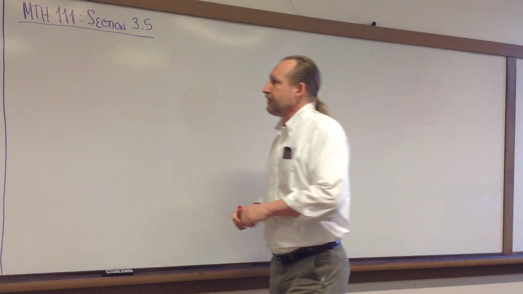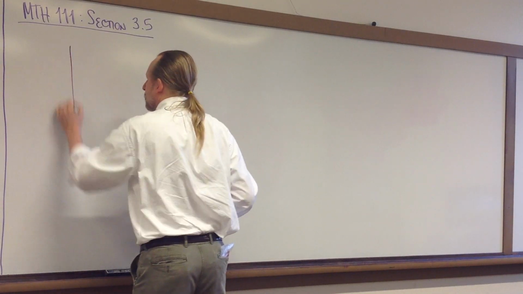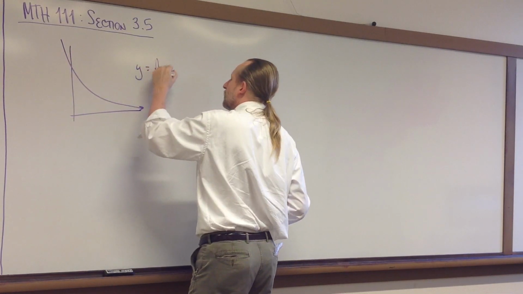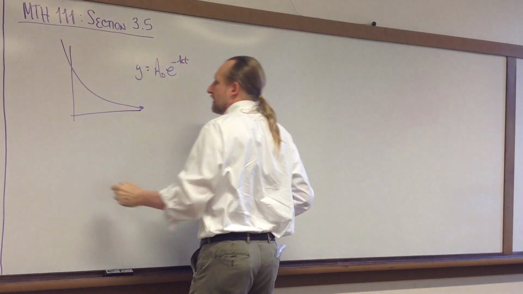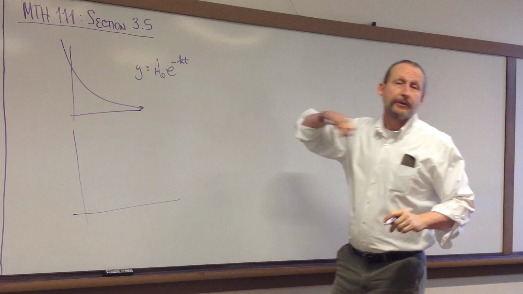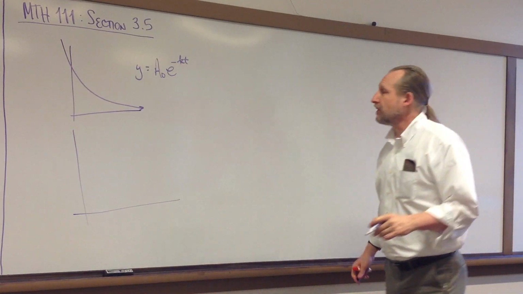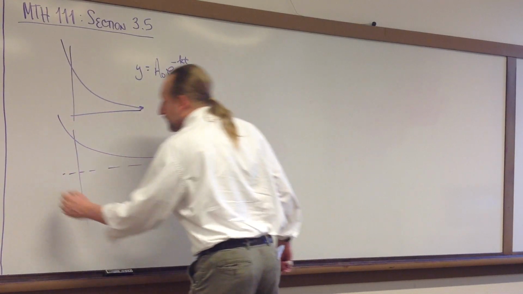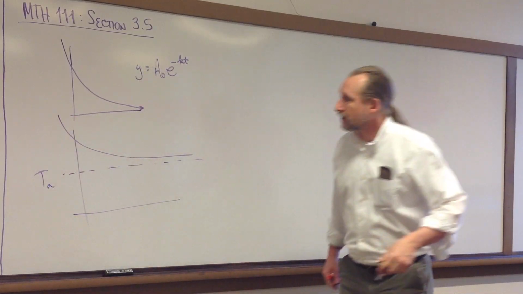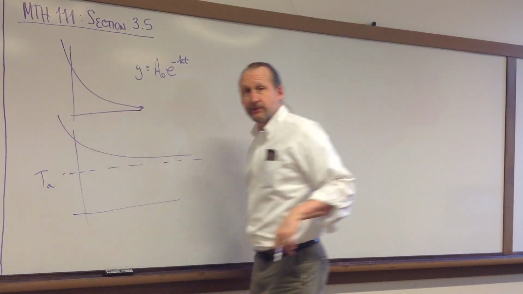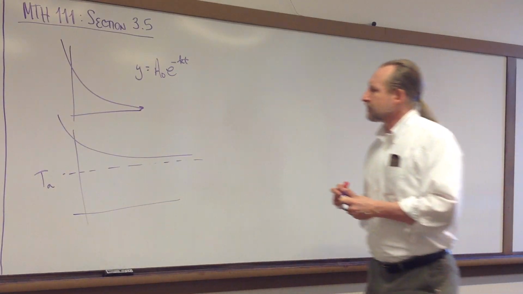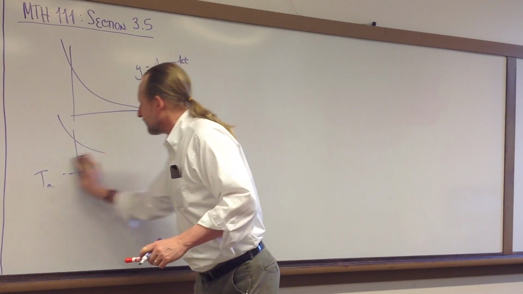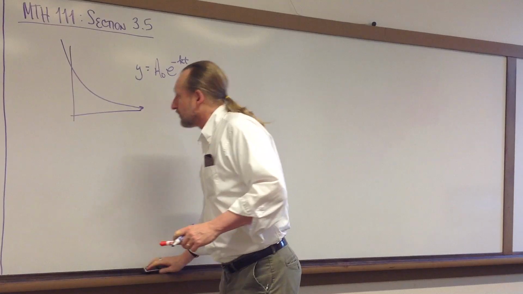Section 3.5 is mainly about the application of these exponential functions. You can have y equals a sub 0 e to the minus kt, and that is useful for radioactive decay or the medicine in the bloodstream. And then you've got Newton's law of cooling, where you've got this ambient temperature that the graph is approaching, whereas this one is going down to 0. In the problems, the first couple are about radioactive decay, so let's take a look at those.